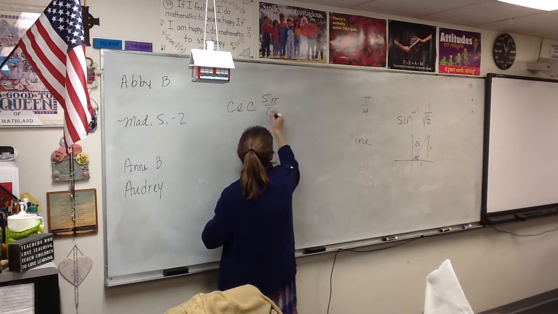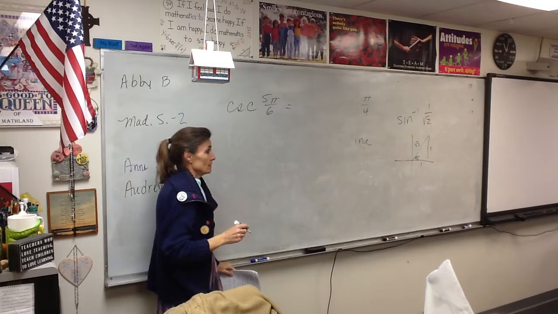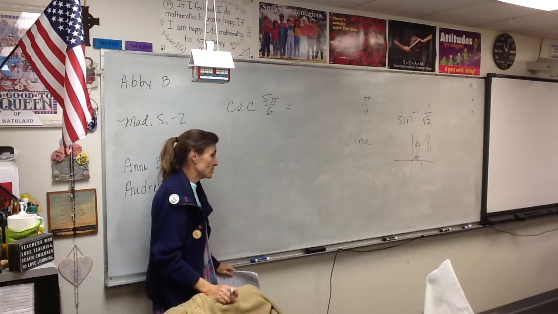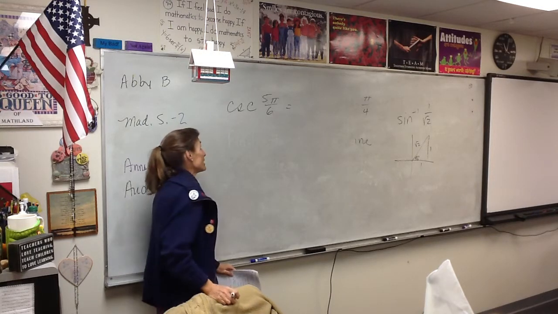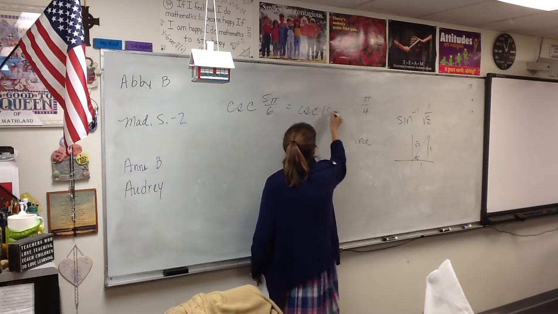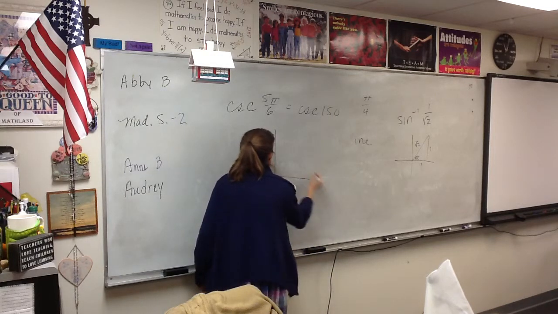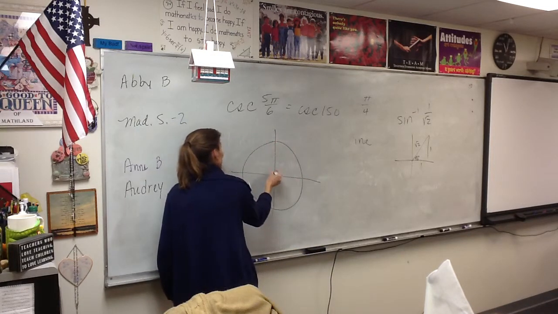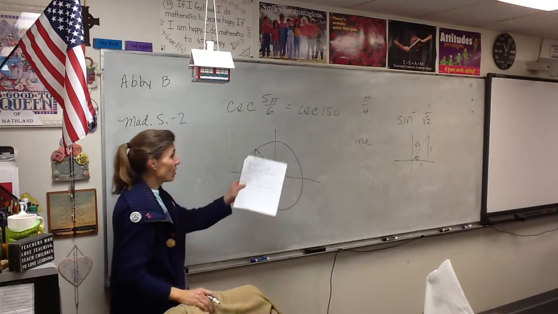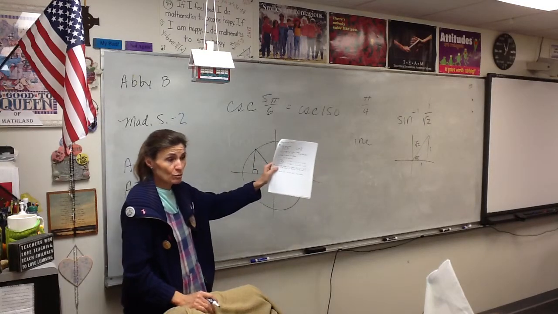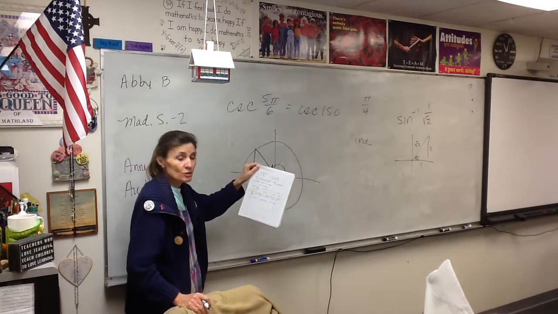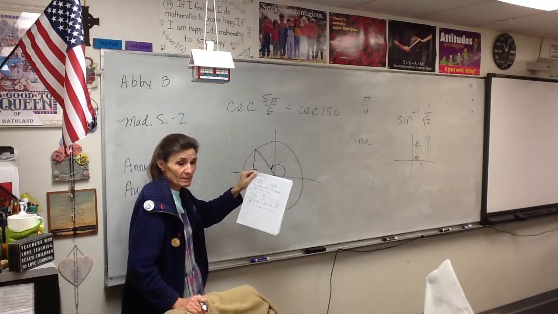5 pi over 6. Okay, remember what to do? Wake up on this Monday morning. Pi is 180, divided by 6 is 30, times 5 is 150. So we're going to find the cosecant of 150. That's going to put me over here, right? Are we in the big pack or the small pack? We're on that practice quiz review sheet in the big packet. Okay, big packet. Oh, right here. That I called your attention to on Friday and said you might want to spend some time with this.